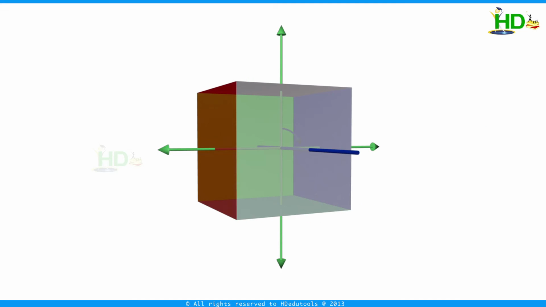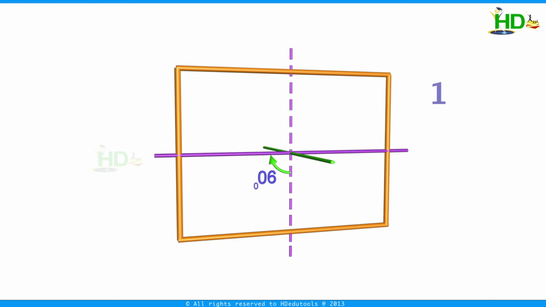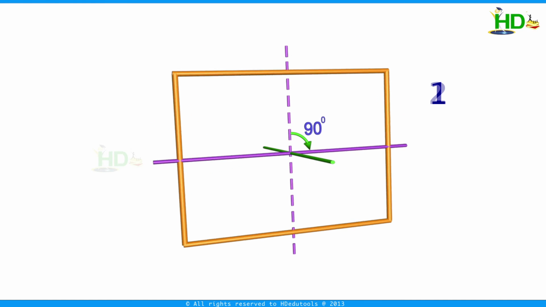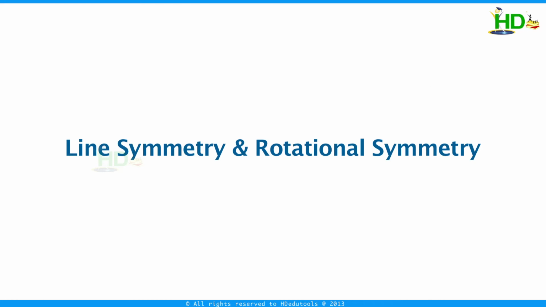Suppose I take a cube, what is the order of rotational symmetry for this about this axis? Yes, it is 4. And about this axis, it is 2. Similarly, if I consider a rectangle, in this case, if you rotate about this axis, what is the order of symmetry? It is 2. Line symmetry and rotational symmetry.